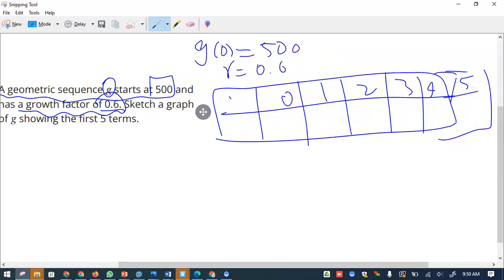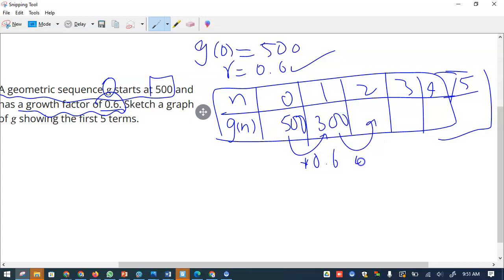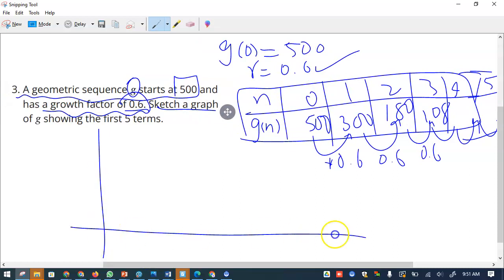Okay, and then this is n and this is g of n. So in the beginning you have 500, and then because of the growth factor, the common ratio, you multiply by 0.6 and you get 300. You multiply one more 0.6 and you get 180, and so on. You can figure out yourself what you get with 0.6. So you can see the next one will be 108 like this, and so on. You figure it out. So the goal here is how do you graph this? If you want to graph this, it starts with 500. Let's see, this is 500. 1, 2, 3, 4, 5, right?